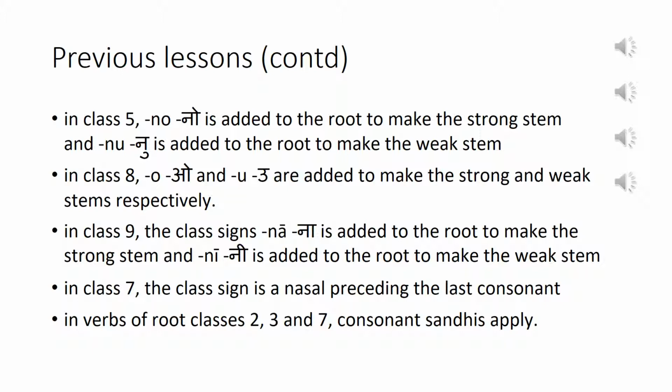We noted that in verbs of root classes 2, 3 and 7, if the root ends in a consonant, the endings come directly in contact with the final consonants of the roots and therefore complicated consonant sandhis can apply.